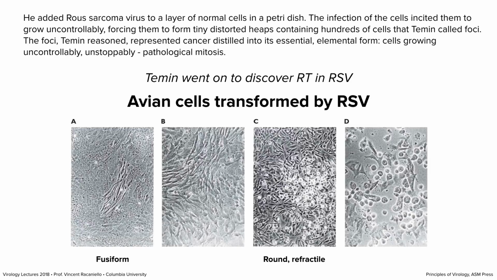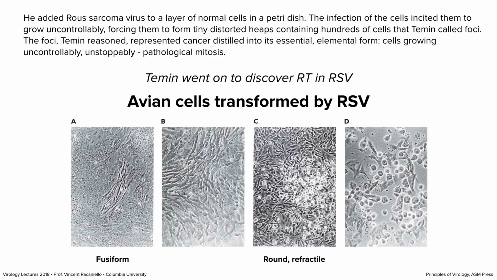The infection incited them to grow uncontrollably. These are Mukherjee's words: forcing them to form tiny distorted heaps containing hundreds of cells that Temin called foci. The foci, Temin reasoned, represented cancer distilled into its essential elemental form, cells growing uncontrollably, unstoppably, pathological mitosis. All right, he's taking a little license here. This is not cancer. I've just told you it's transformed cells. Whether or not Mukherjee knows this, I'm not sure. It sounds really nice. He grew cancer in a petri dish, but it's not cancer.